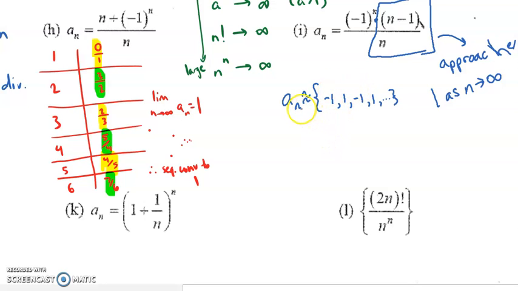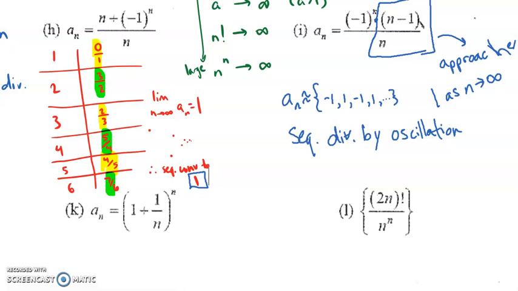And we've already talked about what happens when our sequence does not approach a single value. In this case, it's approaching two distinct values. We would say that this sequence diverges by oscillation. So the key difference here is that example H is alternating between higher than and lower than a single value, namely 1, whereas this example, this sequence I, is oscillating between two distinct values. So make sure you make that distinction between those two types of sequences.